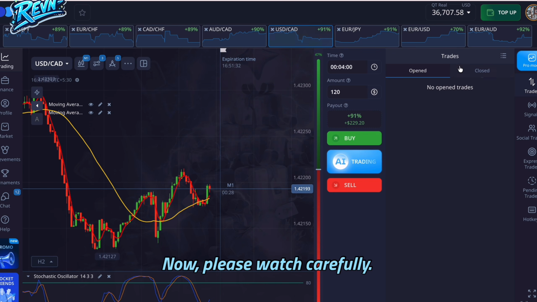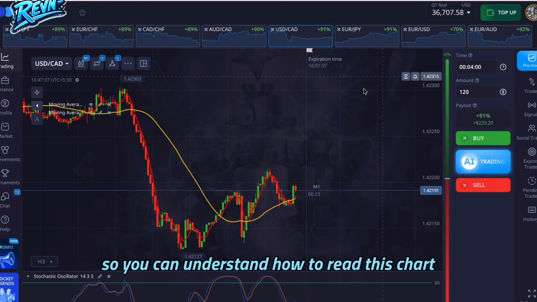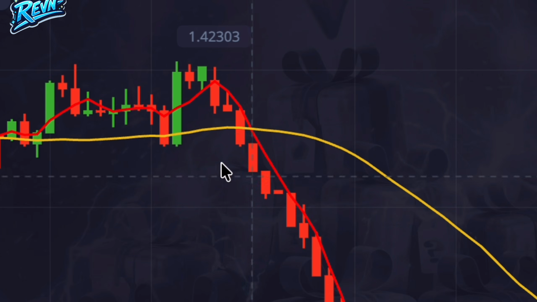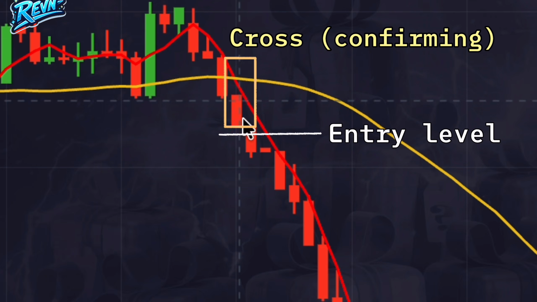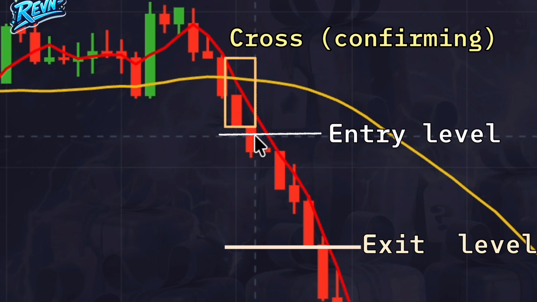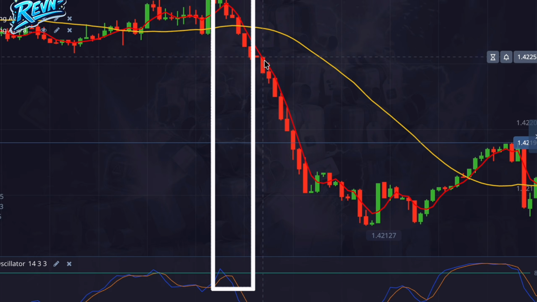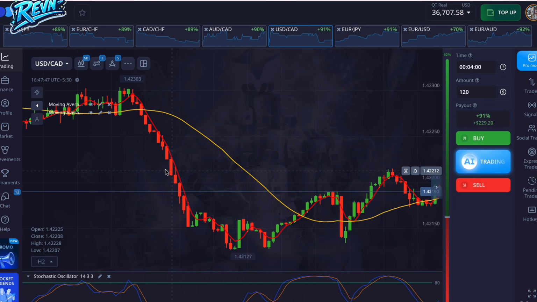Now, let's understand in the next example how we take confirmation in a clearer way. Please watch carefully. We'll try to explain it in an even easier way so you can understand how to read this chart setup step by step. Here, you can see that both moving averages have crossed around a red candle, so this indicates a possible downward confirmation. Now, for this example, here can be our possible entry reference area, and here can be your possible exit area. And if you look at the second confirmation, which is the stochastic oscillator, it is also moving down from the overbought area, meaning from the upper zone toward the lower side. This is a small confirmation.